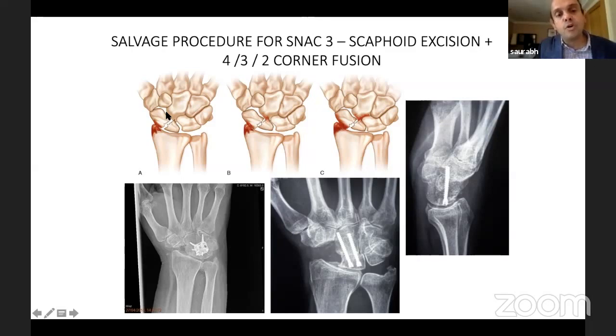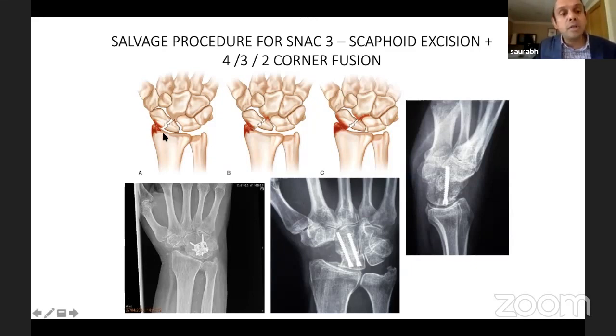Now, if you want, you can say SLAC 4 is capitolunate and radiolunate is SLAC 5. It doesn't matter. You can say ABCDE. The idea is to understand that arthritis is starting in this way. What they have done, to confuse doctors for no reason, is to call this and this SLAC 3, and then this becomes SLAC 4. You can call it SLAC 5, whatever your classification.